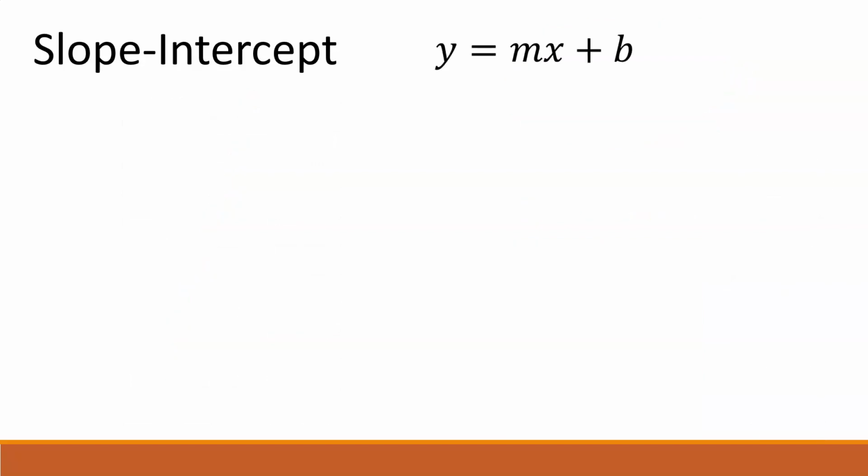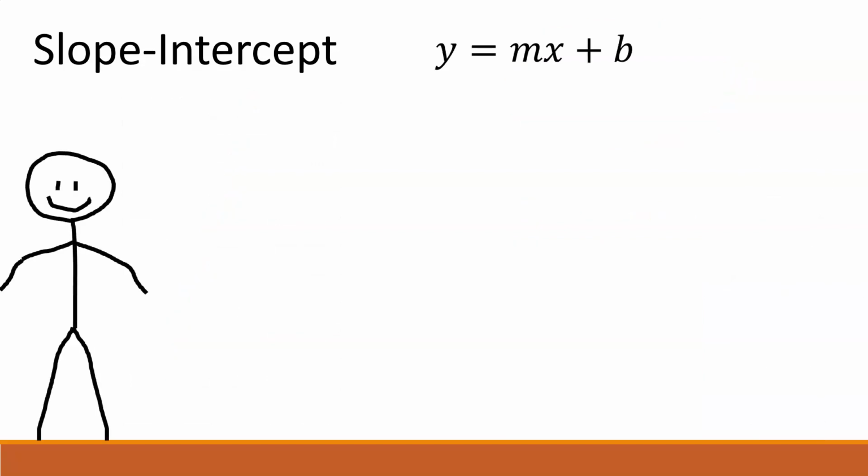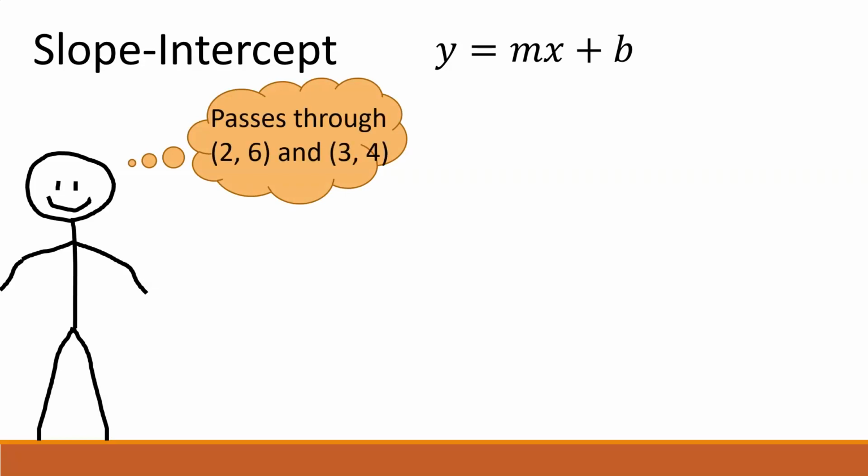Okay, remember, slope-intercept form is y equals mx plus b, m is the slope, b is the y-intercept. Go, give me information about your line. Okay, you did not give me the slope or y-intercept this time, did you? You're going to make this a little bit trickier. Your line passes through the points (2, 6) and (3, 4). Tell you what, I can still figure out the slope and y-intercept of your line.